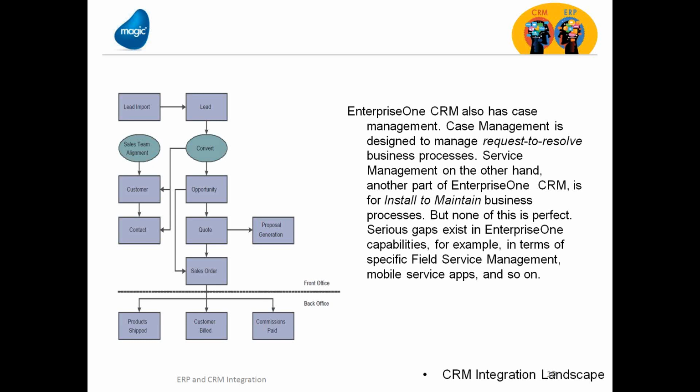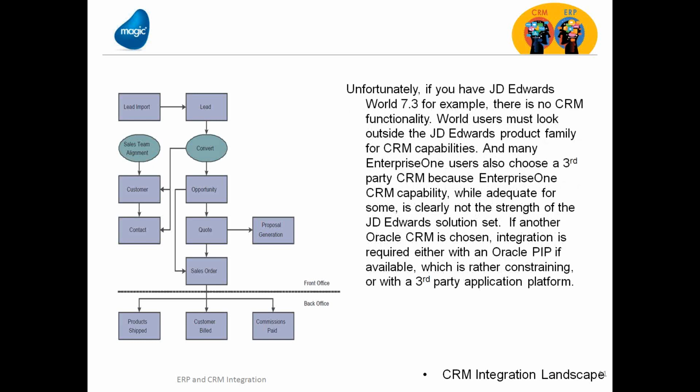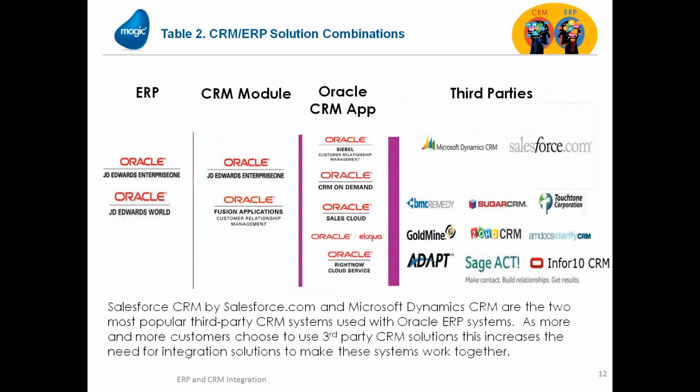But in general, the overall mobile picture is like a checkerboard where most of the squares are empty, and there are only a few of these very specific solutions that are available. Now, if you have J.D. Edwards World 7.3 or even later, there's no CRM functionality, so World users are looking outside of J.D. Edwards for their CRM or Salesforce automation solutions, and that's causing the choice of many different CRM systems, including, of course, Salesforce.